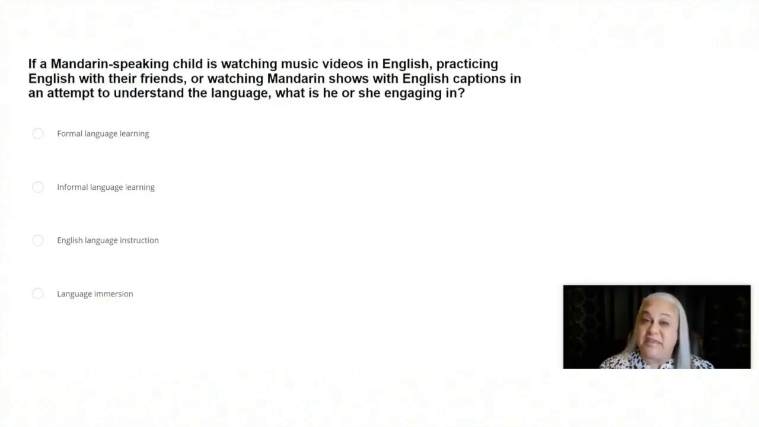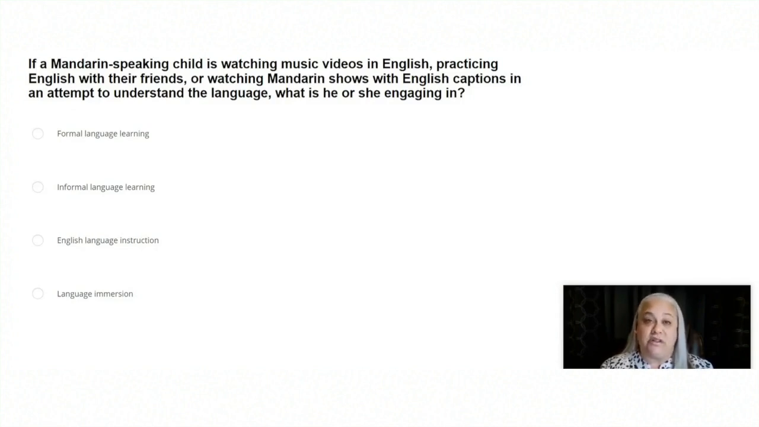If a Mandarin-speaking child is watching music videos in English, practicing English with their friends, or watching Mandarin shows with English captions in an attempt to understand the language, what is he or she engaging in? Well, we have 4 possible answer choices: formal language learning, informal language learning, English language instruction, and language immersion. Let's discuss what each of these words mean.